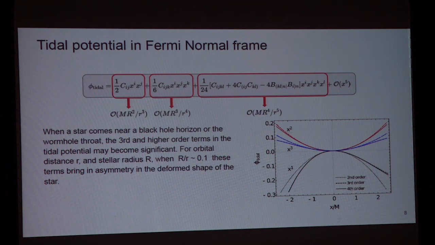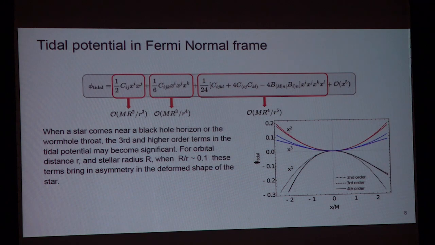The first term was that r squared, which will give you the force as r cubed. Then this is the order 1 over r cubed, order 1 over r to the power 4, order 1 over r to the power 5, etc. And when a star comes near a black hole horizon or a wormhole throat, these third, fourth, fifth terms, etc., they actually become significant.